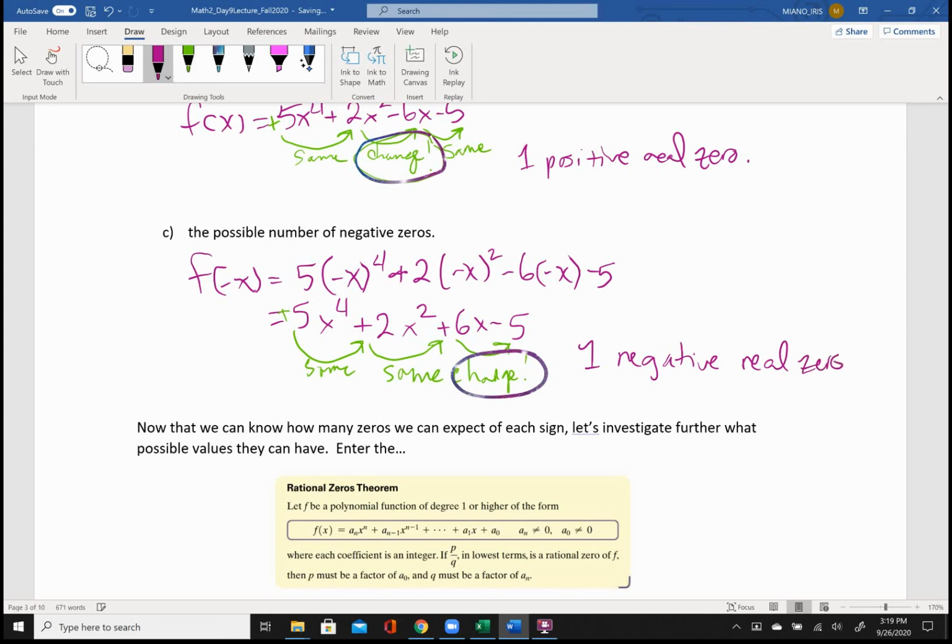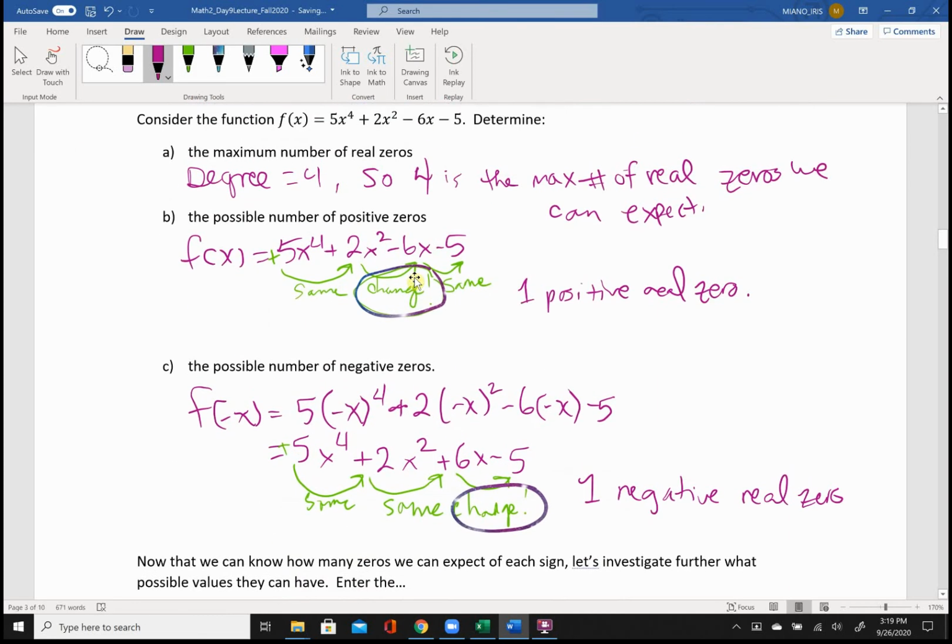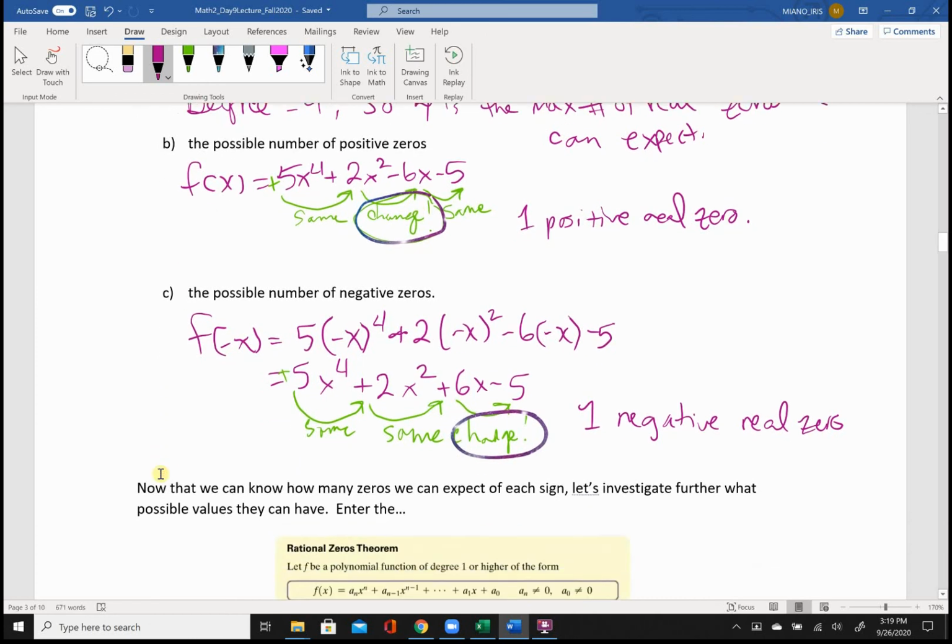But how many real zeros could we have possible? Well, we could have 4 at most, but only one of them is positive and only one of them is negative among the real zeros. There's 2 zeros left, so that means, and we're going to get deeper into this a little bit later, those last 2 zeros are going to be complex conjugates. Again, that's a discussion for another time.